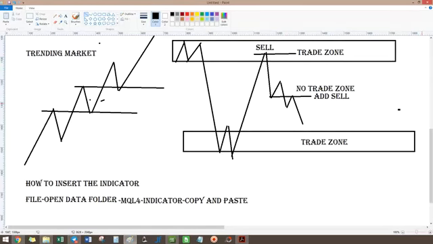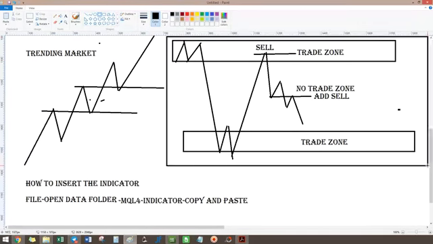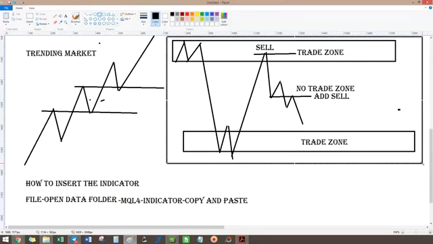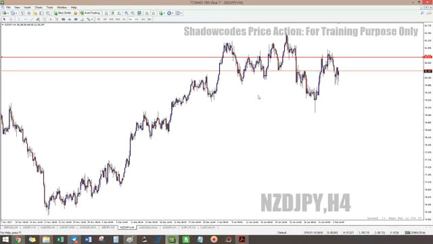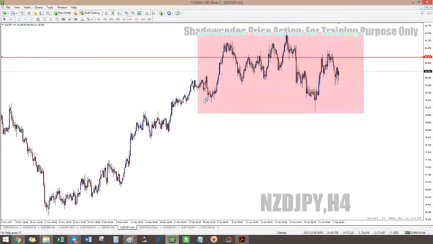Okay. So the criteria to draw a trading zone, you just need to focus on finding this kind of pattern. This kind of pattern you need to search for. So for example, over here, you can see a trading range, like this.